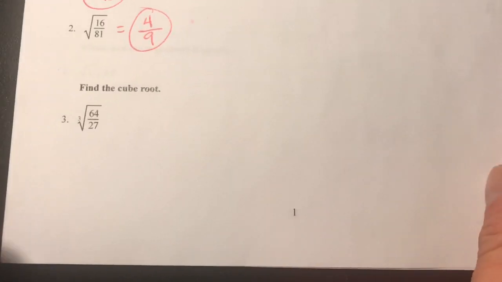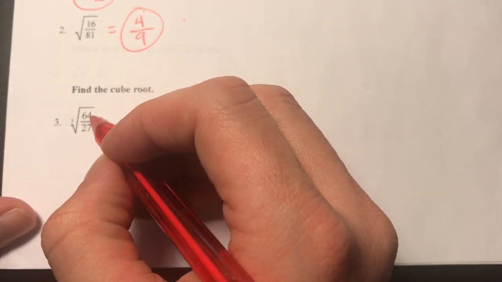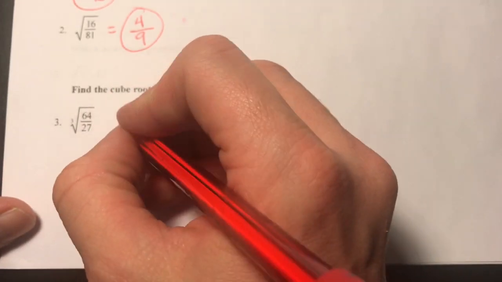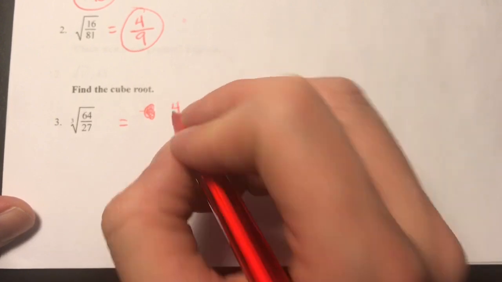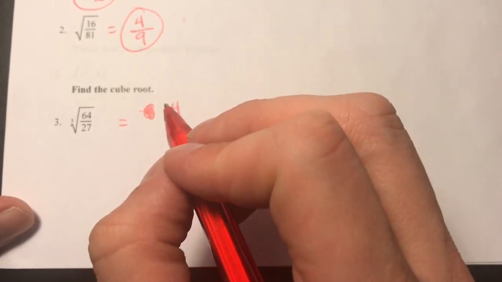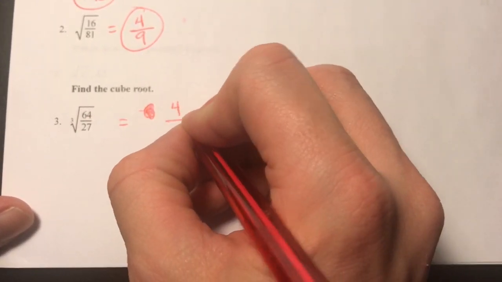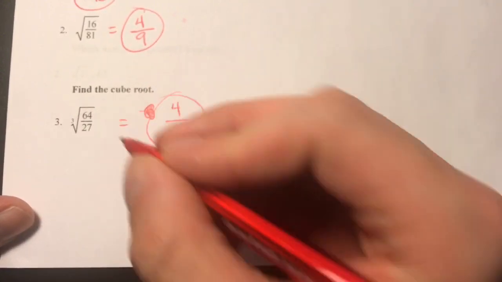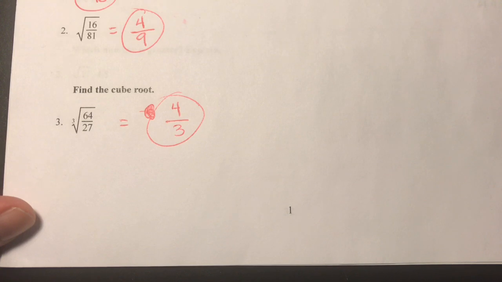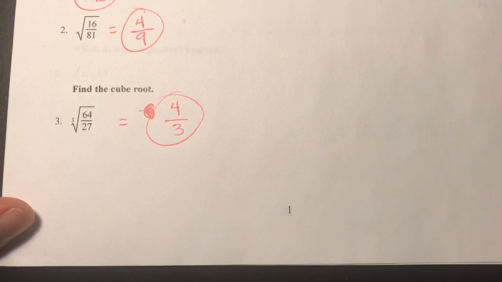So if I'm taking the cube root of a fraction, I have to take the cube root of 64 first, which is 4, because 4 times 4 is 16, times another 4 is 64. 3 times 3 is 9, times 3 is 27. So that's what that becomes. The answer is 4/3. Perfect. Perfect cube.